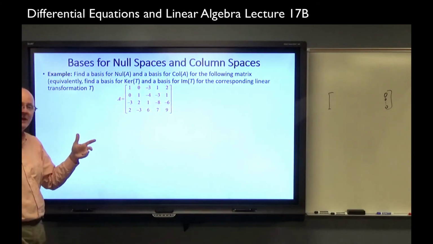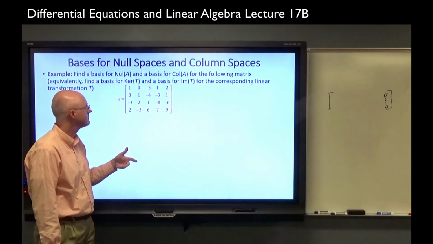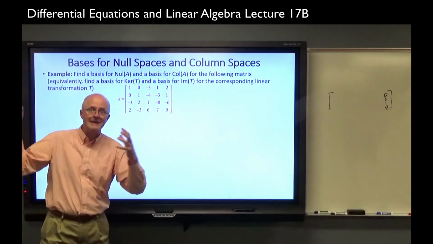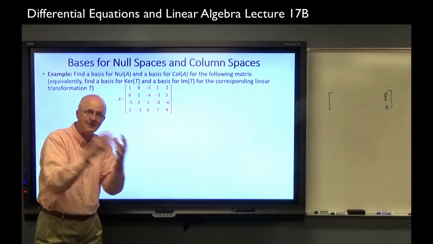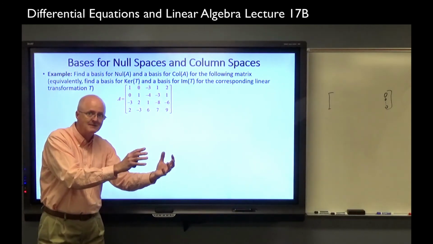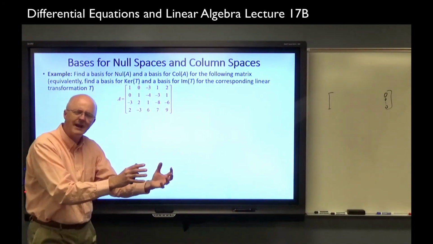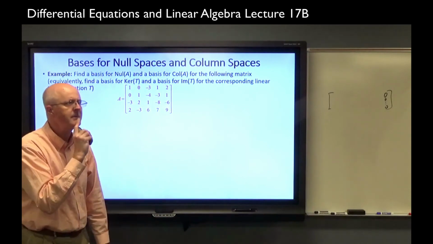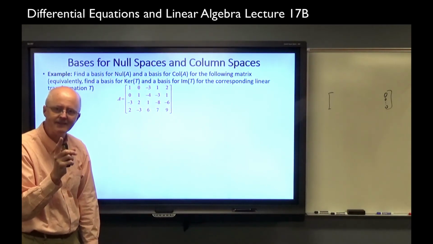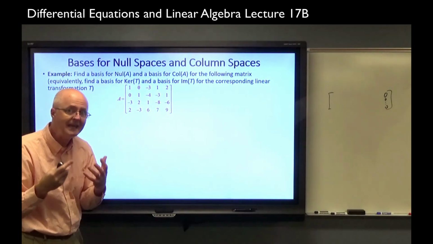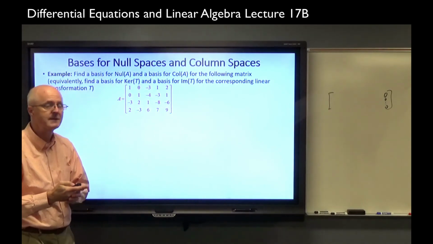As a linear transformation, the corresponding linear transformation would map R5 to R4, a bigger space to a smaller space. 5-dimensional space to a 4-dimensional space. I think I forgot to mention, maybe I did mention this, if your subspace is not just the zero vector, there are always infinitely many bases for the subspace.